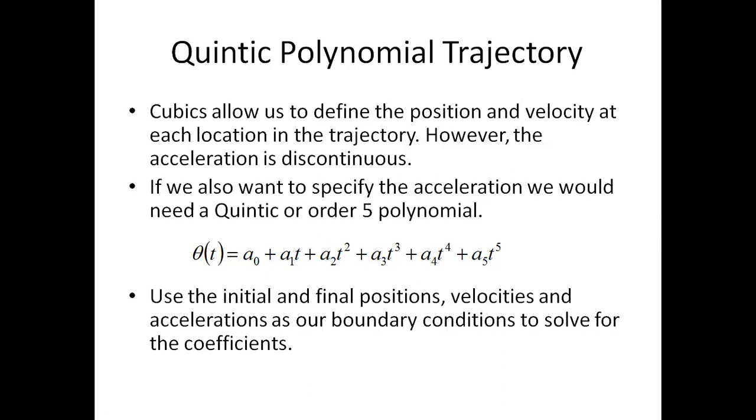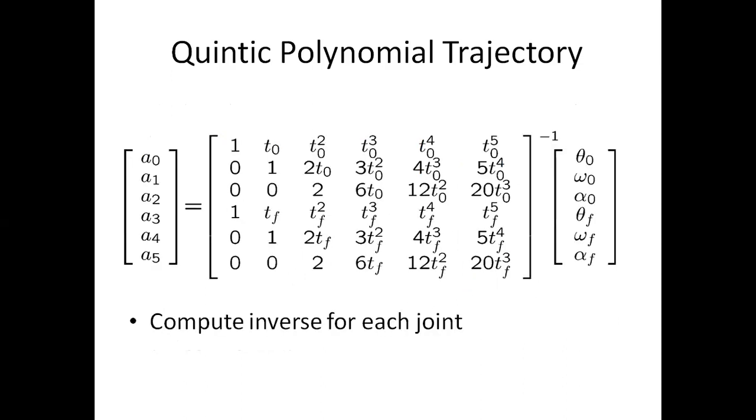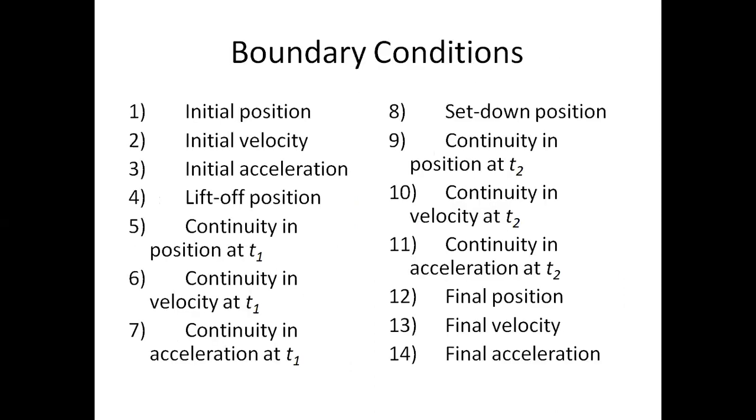For what we have seen about the cubic polynomial, in the quintic polynomial we have to consider a 5th-order polynomial, taking the initial and final positions, velocity and acceleration as the boundary conditions for solving our coefficients. Let me consider the 5th-order polynomial written in matrix form, so that we can solve for the values, and we have to find the inverse for each joint so that we can find the solutions.